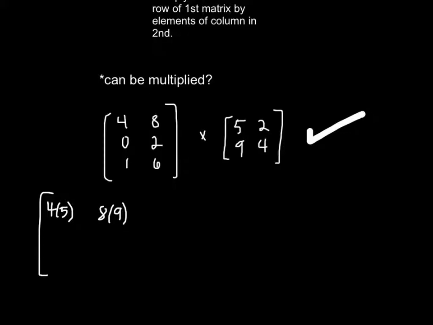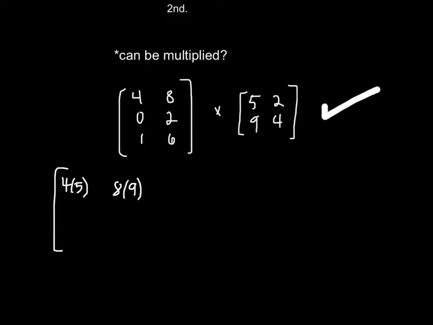Next we have 0 times 5, and this is plus 2 times 9. And then we have 1 times 5 plus 6 times 9. Do you understand how we get this? We have 0 and 5, 2 and 9. 1 and 5, 6 and 9. We're always moving in rows here and columns here.